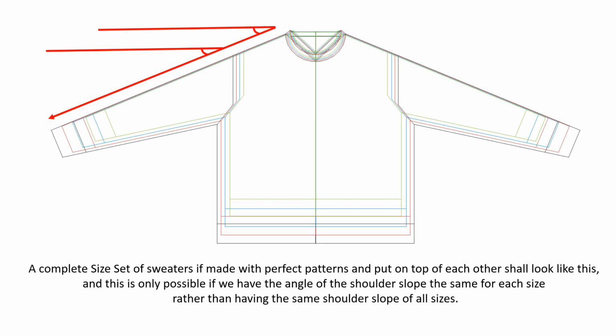The angle of the shoulder slope. As discussed earlier, to knit a good sweater, the slope of the arms of the sweater shall be at the same angle as that of the shoulder slope.